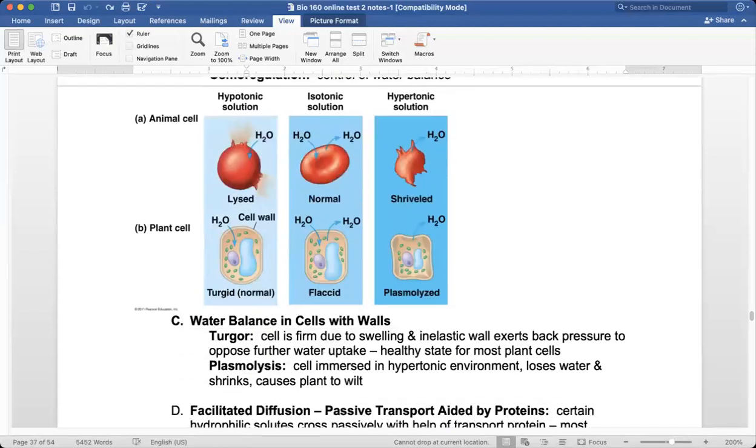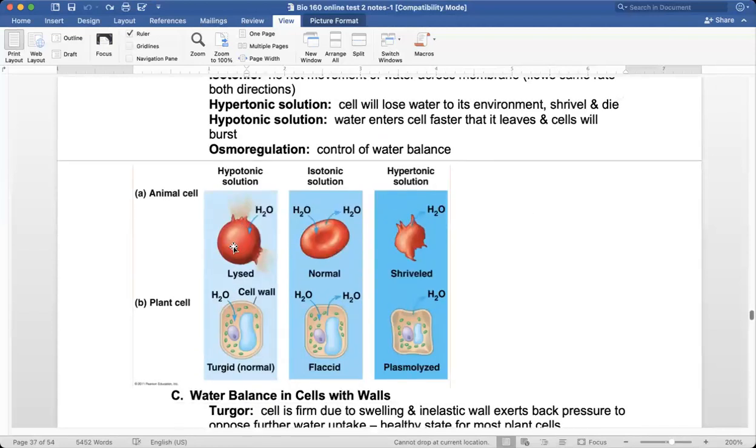So we can see here with some examples of an animal cell, when it's in a hypotonic solution, it swells and bursts. In an isotonic solution, it's going to stay the same, going to be a normal shaped red blood cell. And then if you put it in a hypertonic solution, it's going to shrivel up.